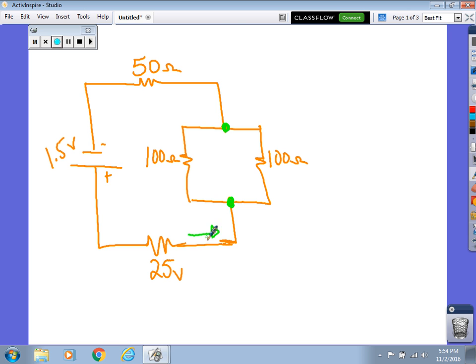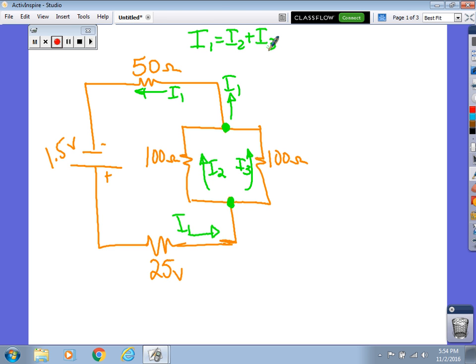I'm going to call this current I1, the one flowing through the 25. When that hits here, it's going to split. Some of it's going to go that way, some of it's going to go that way. I'm going to call this current I2, and this current, go figure, I3. When those all come back together, they're going to remake I1 again, so I1 is going back through the 50 ohm, and then it goes back to the battery. So right away we can see that we have an equation: I1 is equal to I2 plus I3.